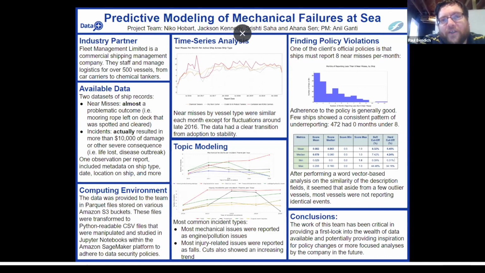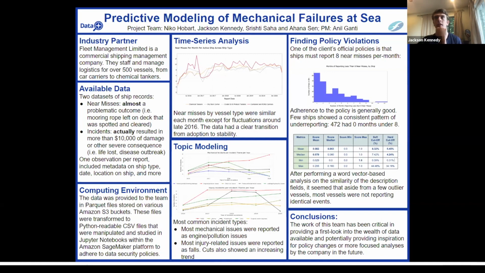So we actually have a question in the chat. Jihao asks, for the time series analysis, do you think there's a seasonal variation pattern? Yeah, we made some graphs for each individual year, graphing the near misses and incidents by month. You would usually see a small spike around July and August, so somewhere in the Northern Hemisphere, but we didn't actually have locational data for the ships. So they could have been in the Southern Hemisphere in winter months.